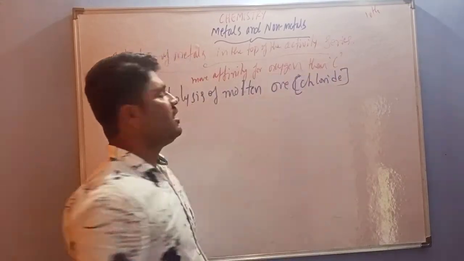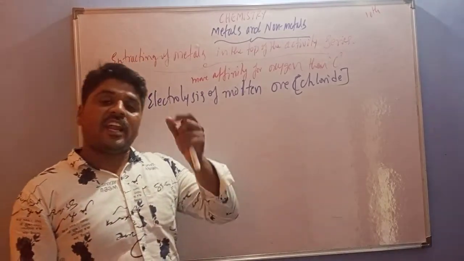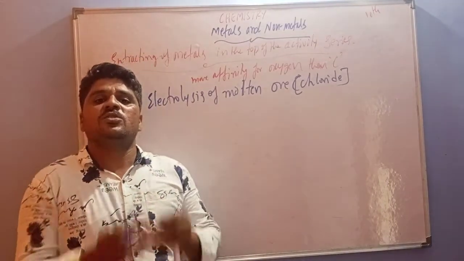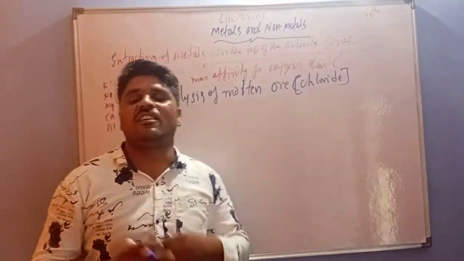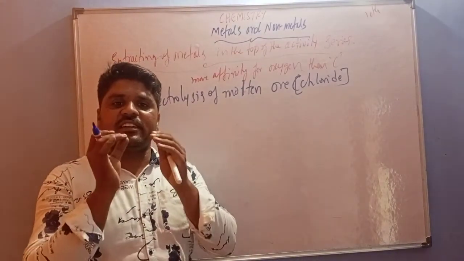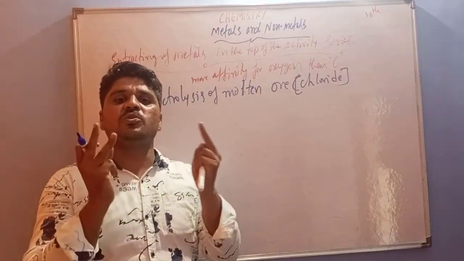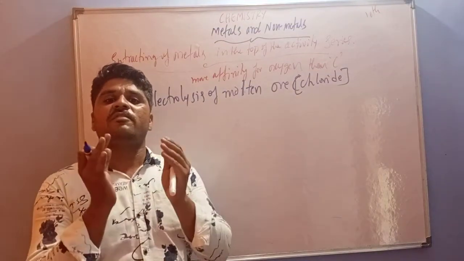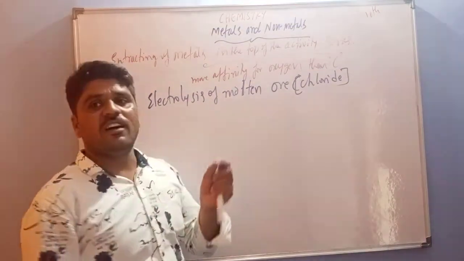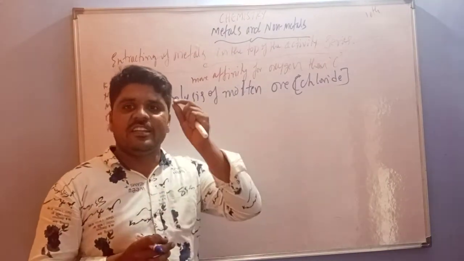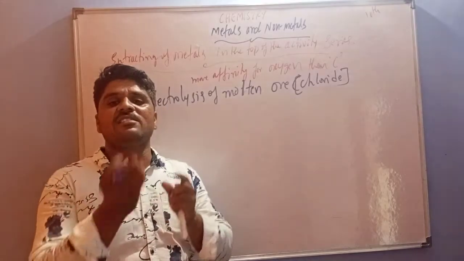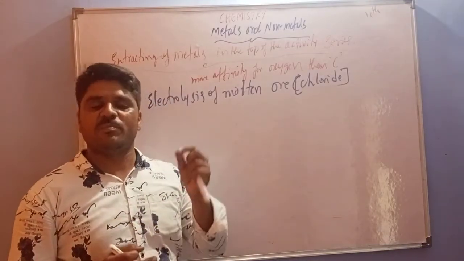Electrolysis of molten chlorides. In electrolysis, what happens, we will discuss in the next video. In electrolysis we have two electrodes, a cathode and an anode. At the cathode, metals are deposited.